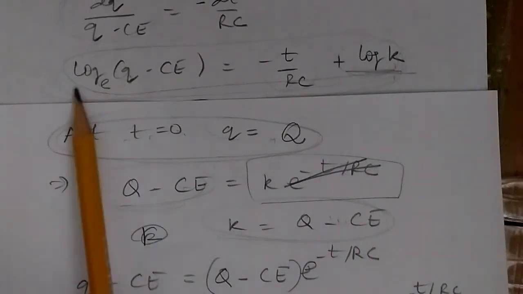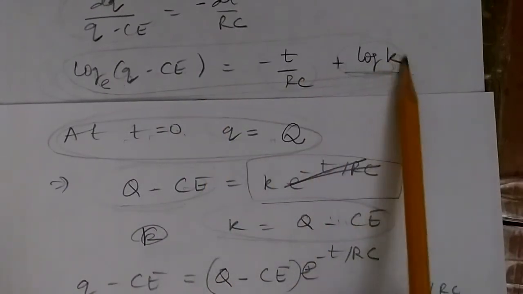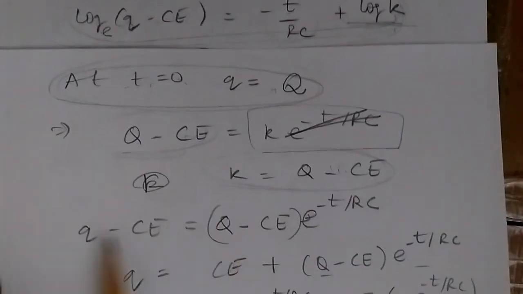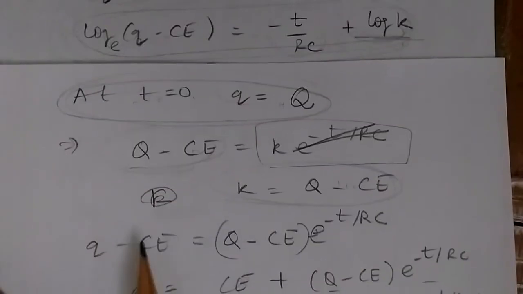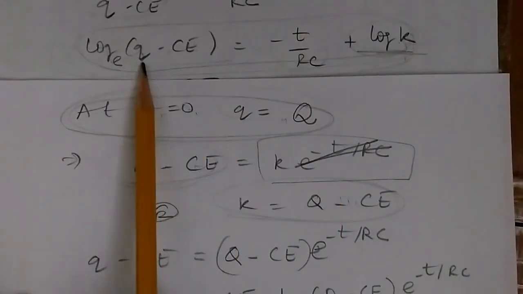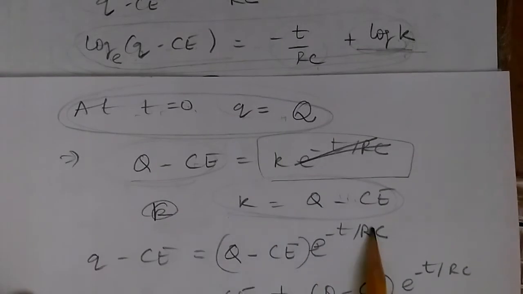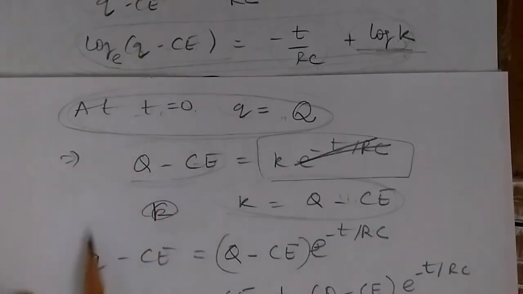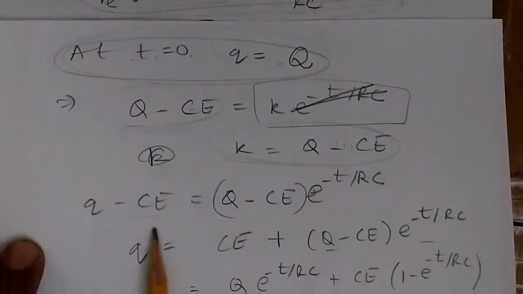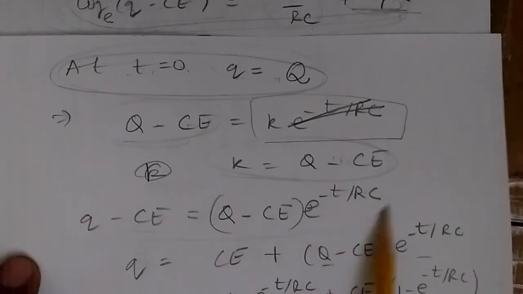So the equation becomes log of Q minus CE is equal to minus t by RC plus log of capital Q minus CE. Then we take this term to the left hand side and divide by capital Q minus CE, and then we remove the log and take e to the power minus t by RC on the right hand side. So Q minus CE divided by capital Q minus CE comes to the right hand side, becoming this.